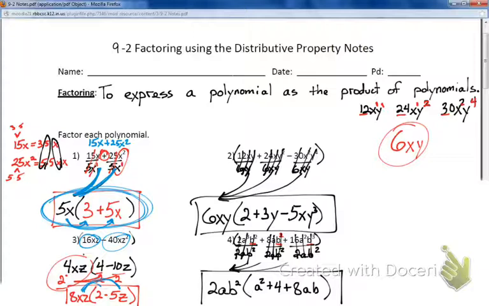So there is the factored form for number 4. Alright, let's move on to some more examples.